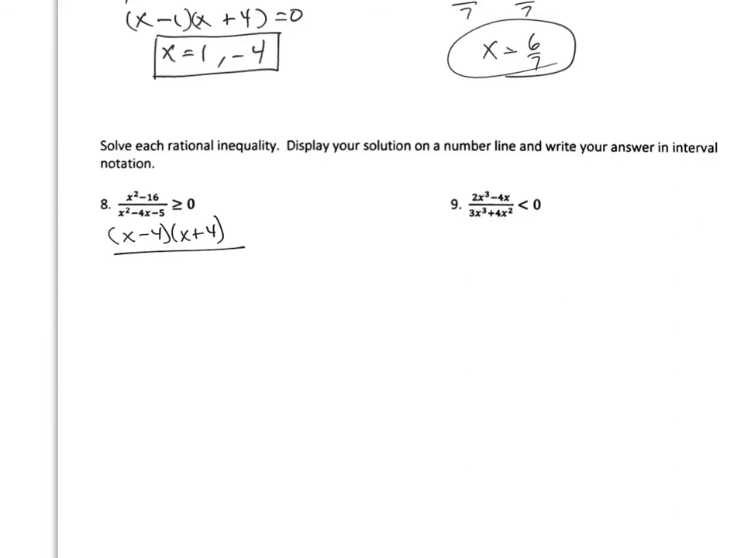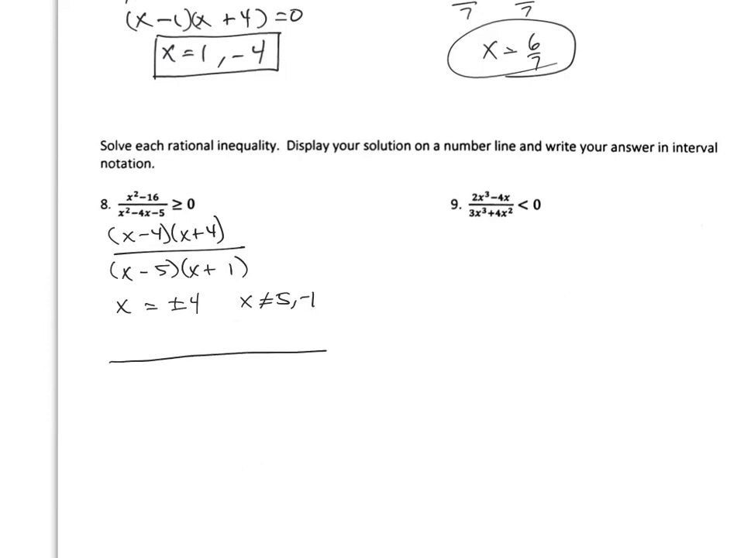The denominator is 5 times 1. And of course, we want the minus 5 and the plus 1. So we don't have any holes in the graph. So the numerator is allowed to be 0. So we know that x is allowed to equal plus or minus 4. The denominator is not allowed to be 0. So then the denominator says that x cannot equal 5 or negative 1.